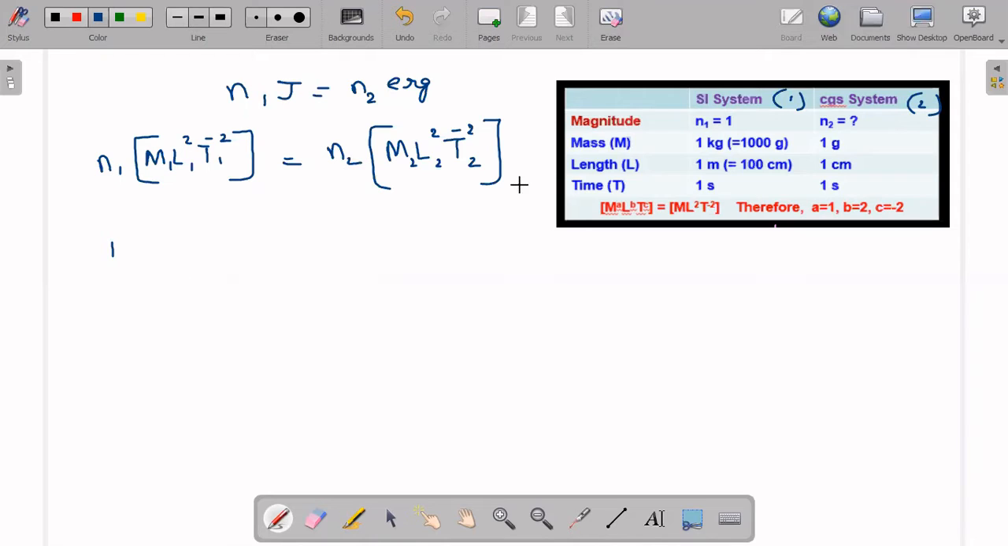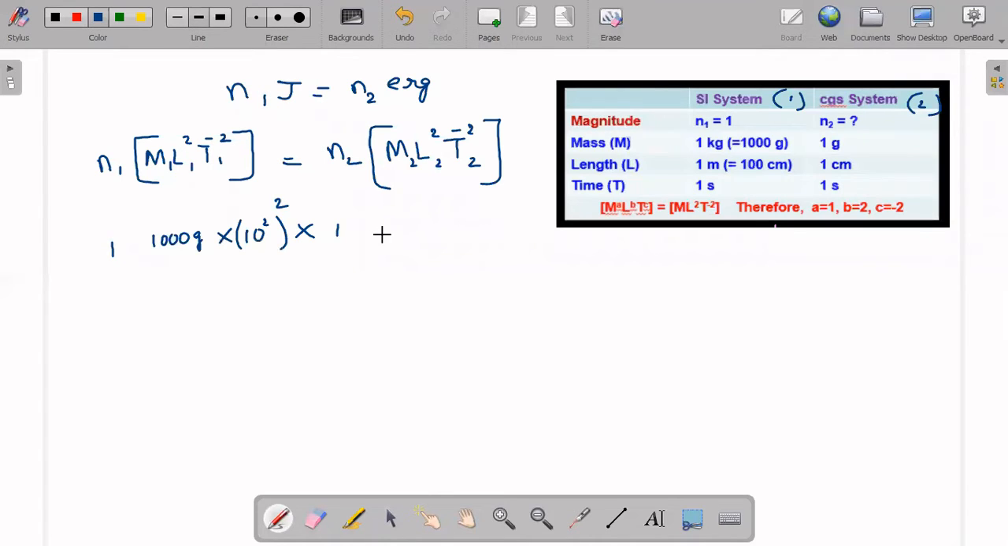Now M1 value is what? 1 kg. So 1 kg I am writing because it has to be cancelled out. I will write in grams only. 1000 grams into L square. L is what? 100. So 100 square we have to write, L1 square. 100 is nothing but 10 square, whole square we have to write. Into T to the power of minus 2. T is what? 1. 1 to the power of minus 2 is nothing but 1 only. We don't need to mention it especially.